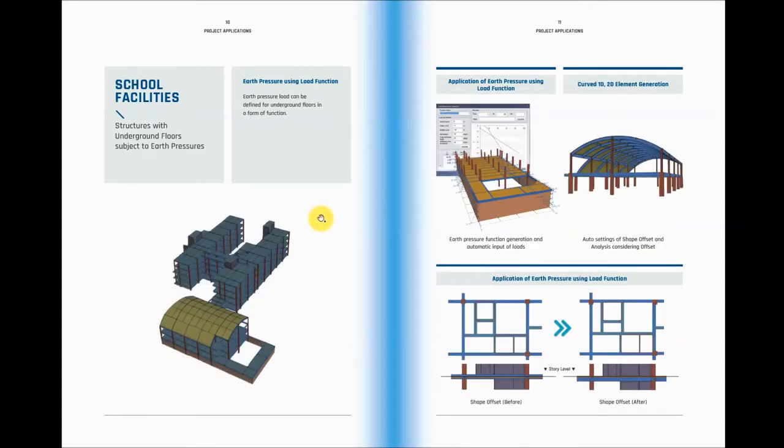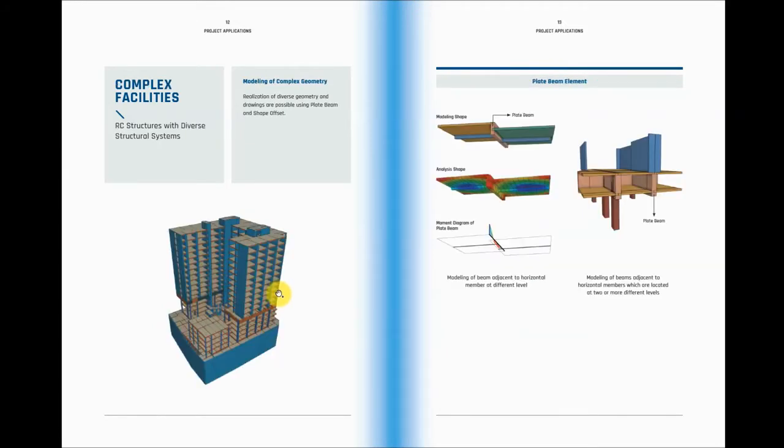And also school facilities. This kind of school structure we can also do, and we can also apply earth pressure loading. And there is a curved shell roof here. So even this kind of curved roof we can simulate in Midas nGen. And there are also complex facilities. In those facilities, we have different slab levels, and then we have beams in between. If you want to generate this kind of shape in other software, it's quite a tedious job. But in Midas nGen, we have a special feature to generate this kind of model very easily.